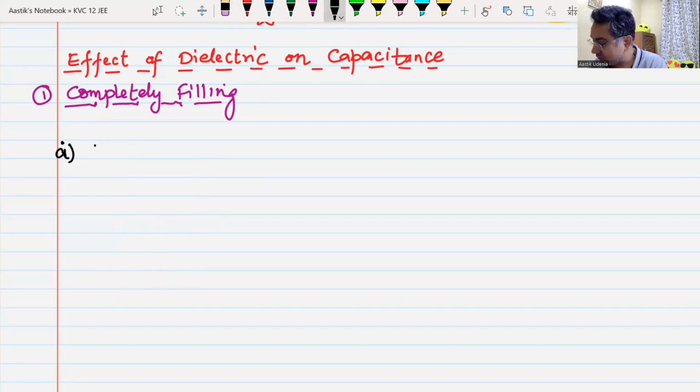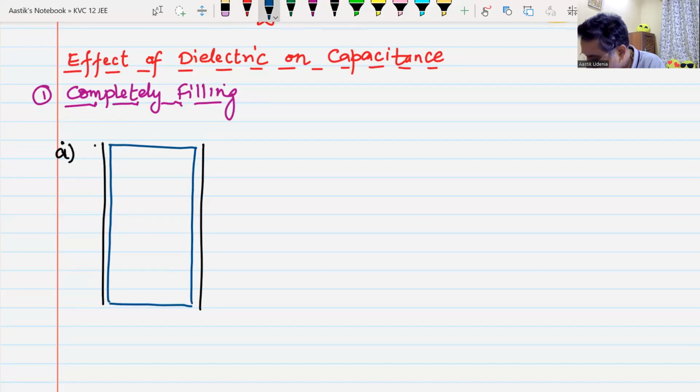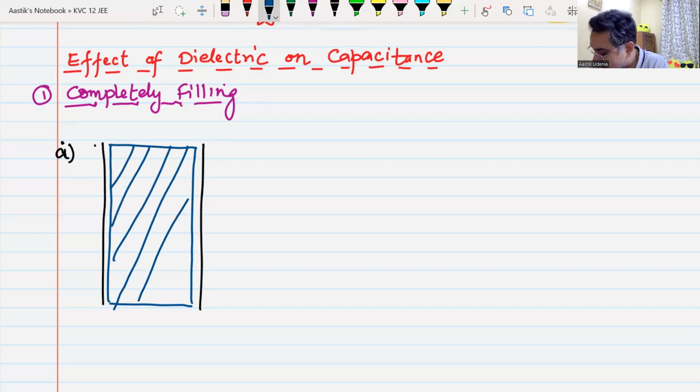I'll have to do it again. So this is the dielectric. This is the capacitor, and this is the dielectric. I cannot make it completely filling, so I'm just trying to make it almost filled. So this is the dielectric, and I've completely filled up the space.